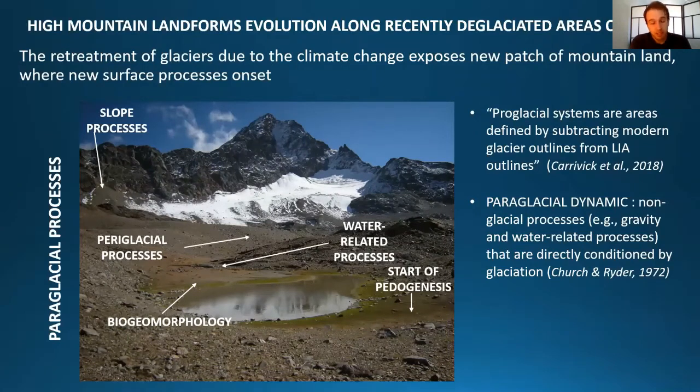As we can see from this picture, there are many surface processes acting in a very small portion of land with different magnitude and different time. And you can see slope processes, weathering-related processes, periglacial processes. So we can define all these processes as a paraglacial dynamic: processes that are directly conditioned by the presence of glacier.